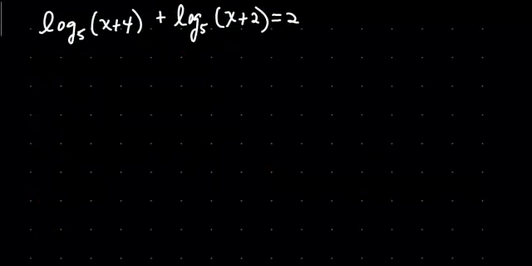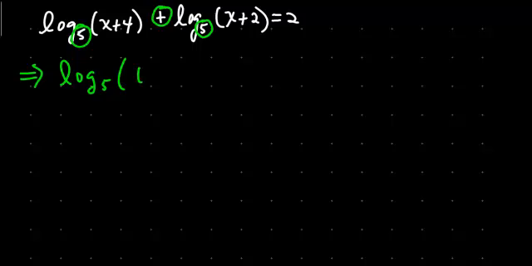Here I've got log base 5 of x plus 4 plus log base 5 of x plus 2 equals 2. Again, I check that I have the same base. If I don't have the same base, I can't use the properties of logarithms unless I do a change of base. And I'm adding, that means we're multiplying inside the logarithm. So this implies that log base 5 of (x plus 4) times (x plus 2) equals 2.